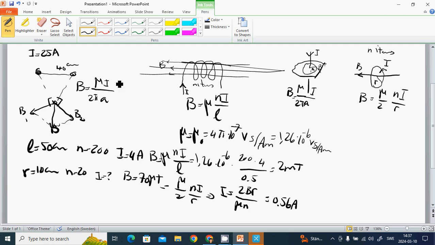And mu is 4 pi multiplied by 10 power minus 7 multiplied by 25 divided by 2 pi multiplied by 0.4, which gives us 12.5 microtesla.